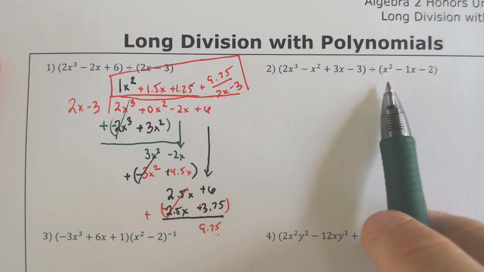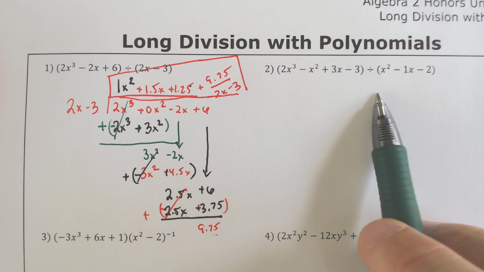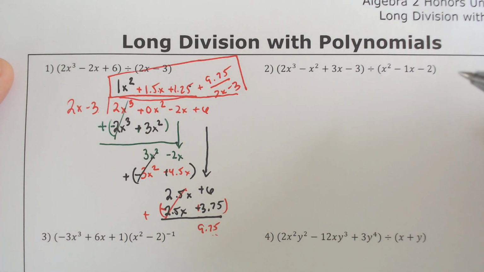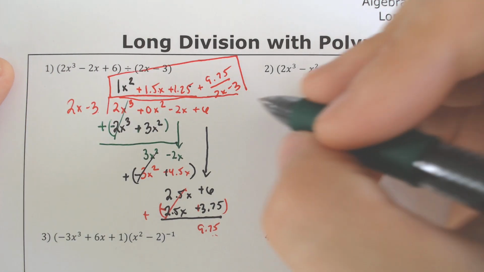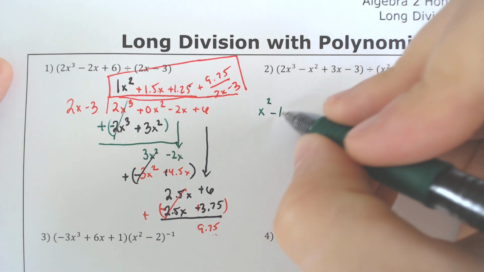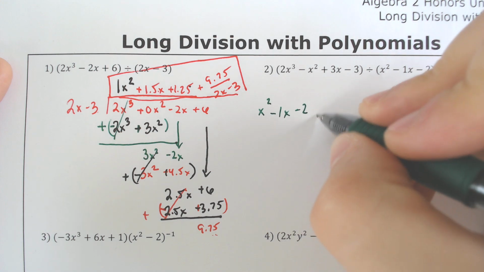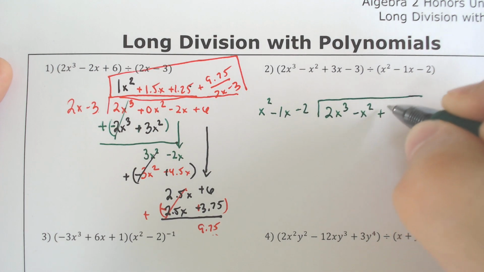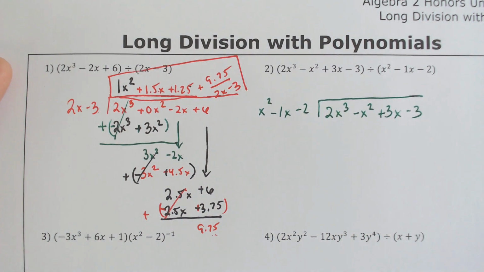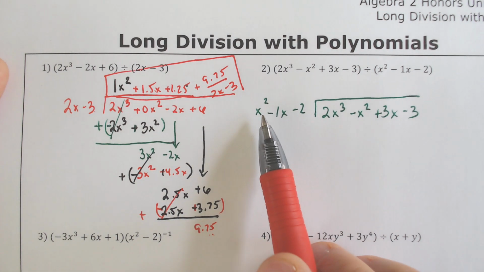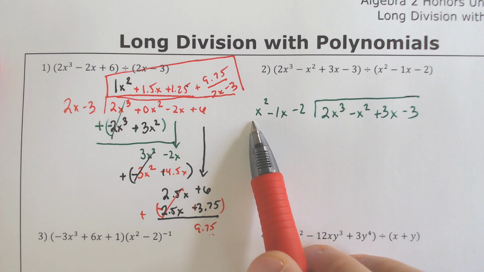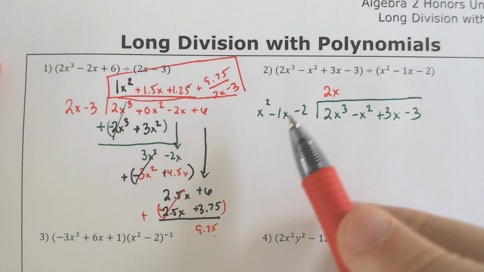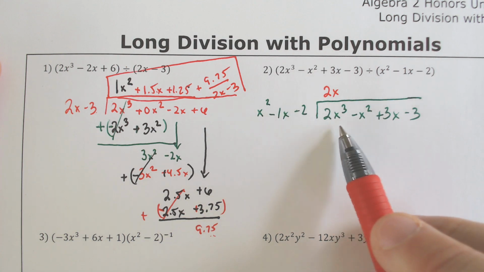The ones that actually look harder tend to go by quicker because you're dividing by more things. So here, we're going to do the exact same thing. We're going to have the x squared minus 1x minus 2 on the outside. And then here we got 2x to the third minus x squared plus 3x minus 3 underneath. We ask ourselves, what do we have to multiply x squared by to get to 2x to the third? And the answer to that is 2x, because 2x times x squared makes 2x to the third.